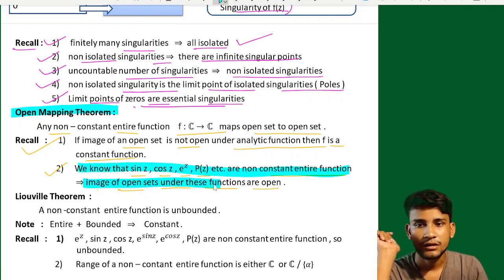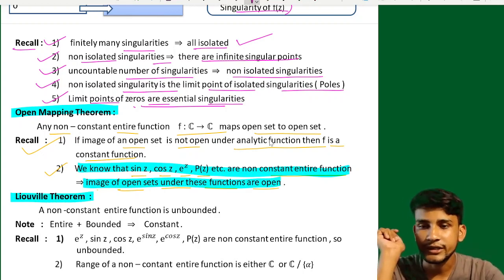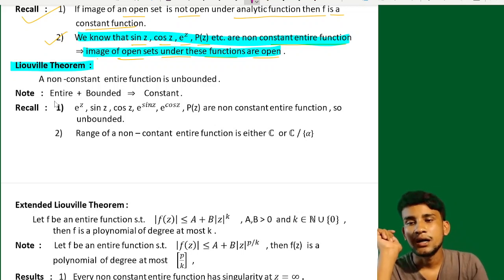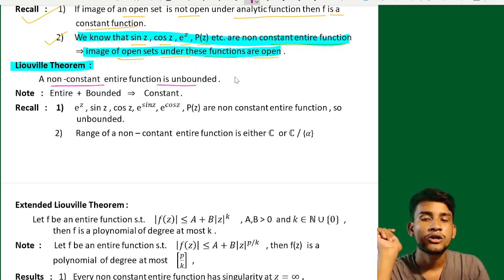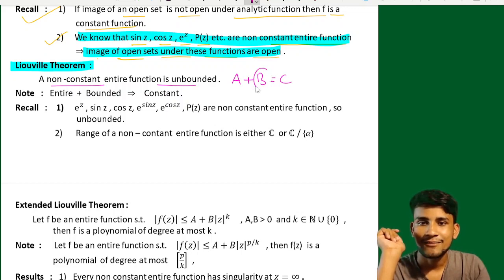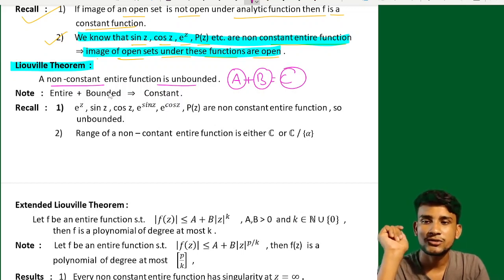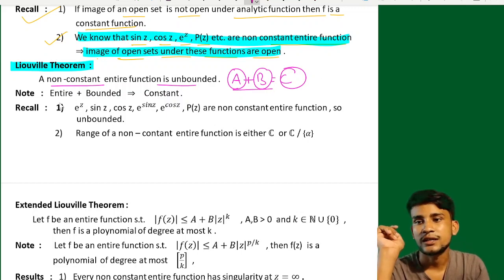Now it comes to Liouville's theorem. Liouville's theorem simply says a non-constant entire function is unbounded. It can also be said as: bounded plus analytic implies constant. So, the contrapositive of this: bounded plus analytic implies constant. So note that entire plus bounded implies constant.